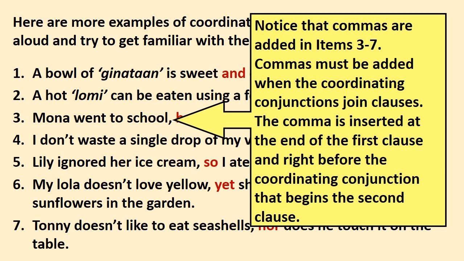Notice that commas are added in items 3 to 7. Commas must be added when the coordinating conjunctions join clauses. The comma is inserted at the end of the first clause and right before the coordinating conjunction that begins the second clause.